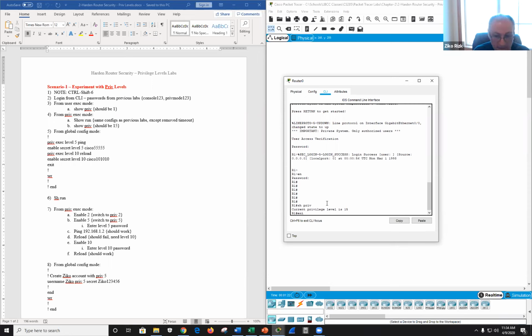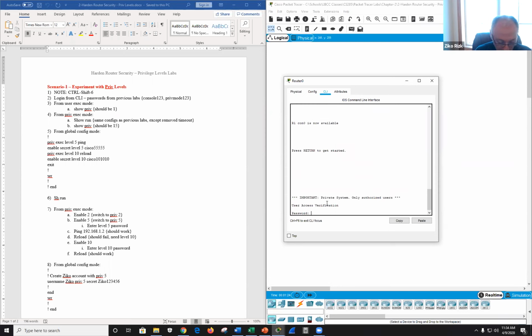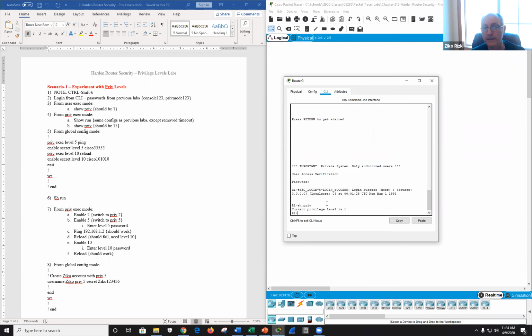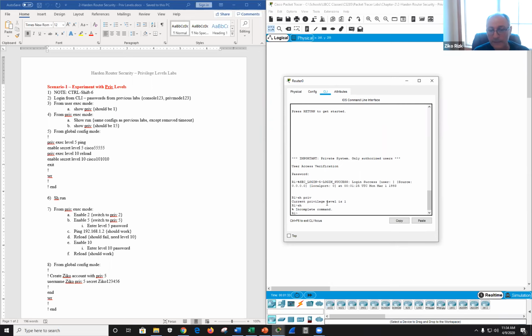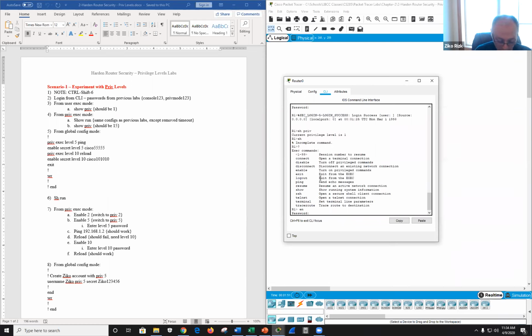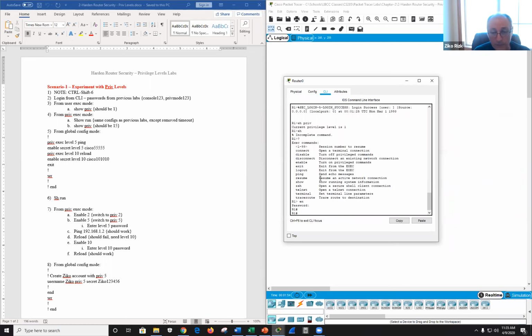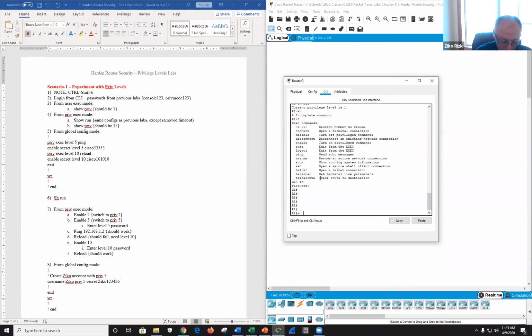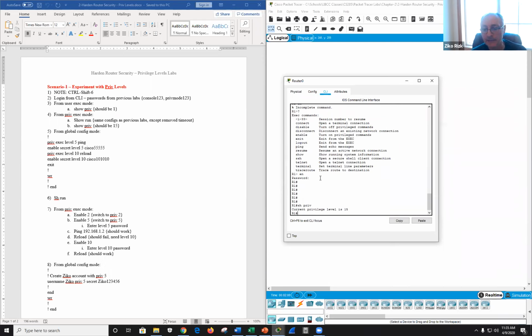And if I was to exit, console 123, show priv, 1. And if I was to type show, well, how about question mark? Yeah, then I have a small number of commands. I'm not even sure I can do all of these commands from here. So let's go back to privileged mode, priv mode 123. Okay, show priv, I am 15, I'm an administrator. I can do anything I want, that's very good.